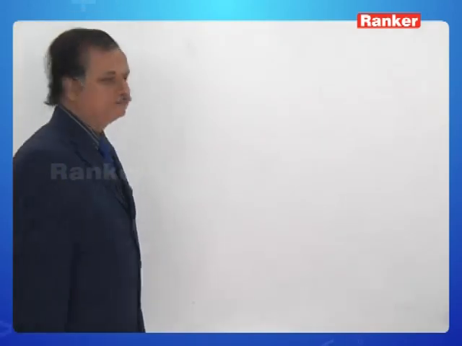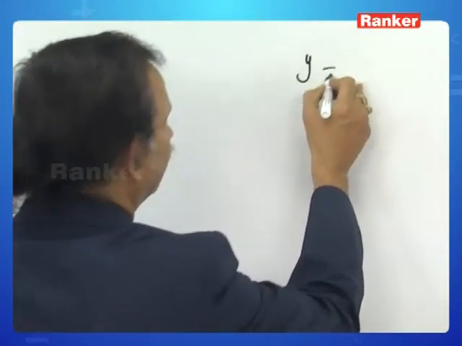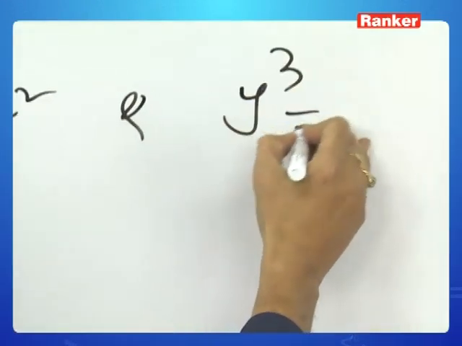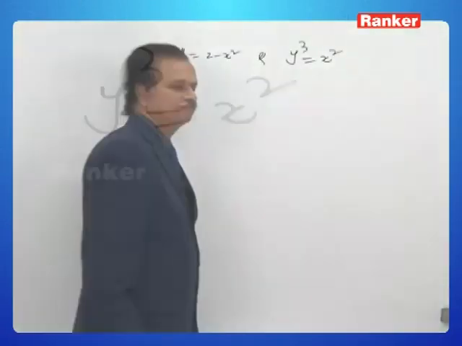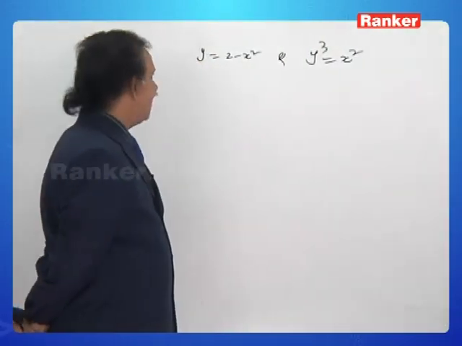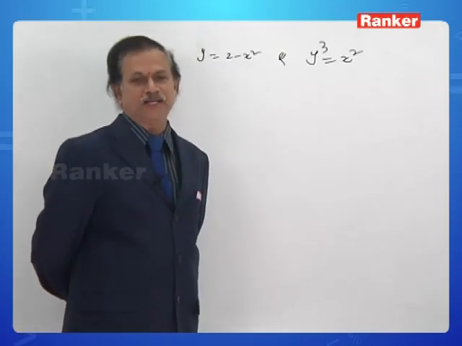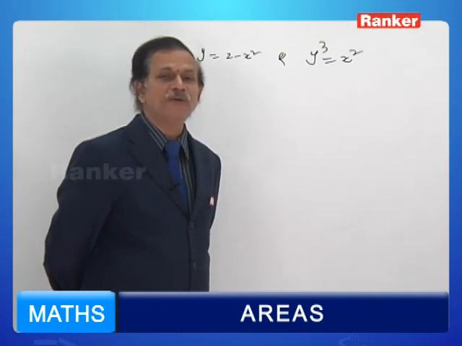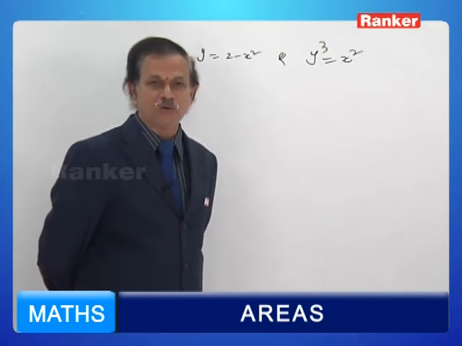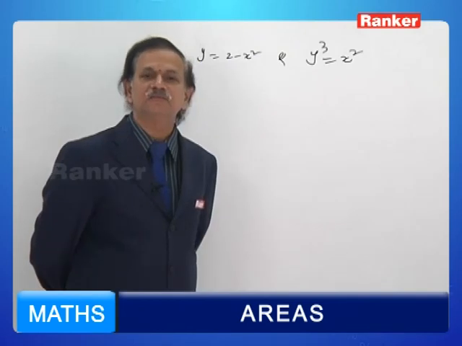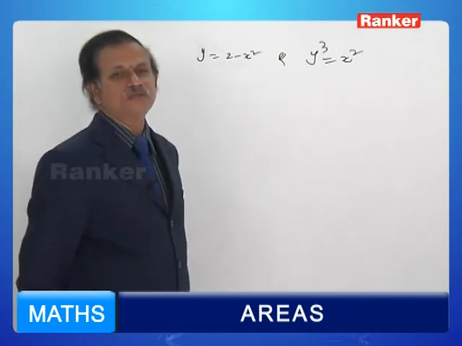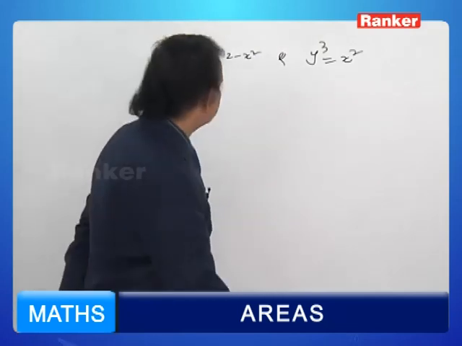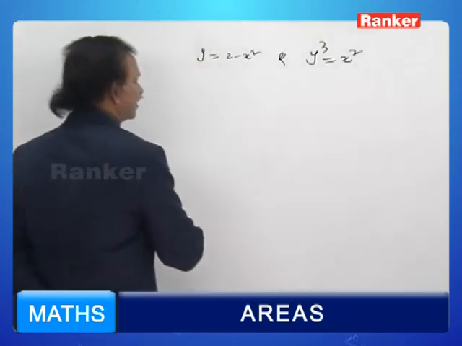The next problem: the area bounded between y is equal to 2 minus x square and y cube is equal to x square. The area between them. Observe the two graphs. One is y is equal to 2 minus x square. Of course, it is a parabola opened downwards, that is towards negative y-axis, and y cube is equal to x square. It passes through the origin, of course. Let us observe the points of intersection.